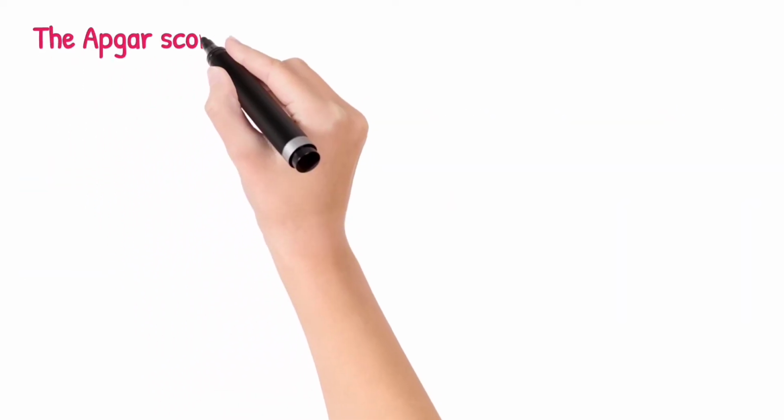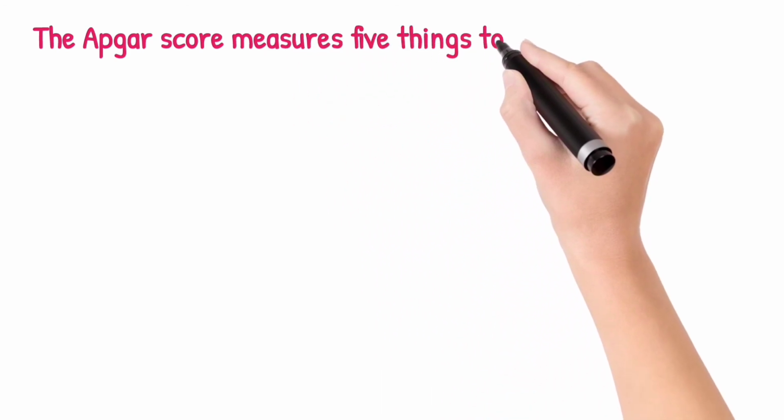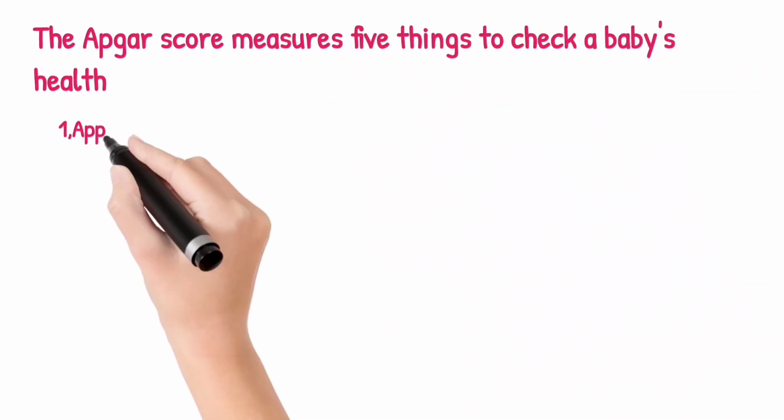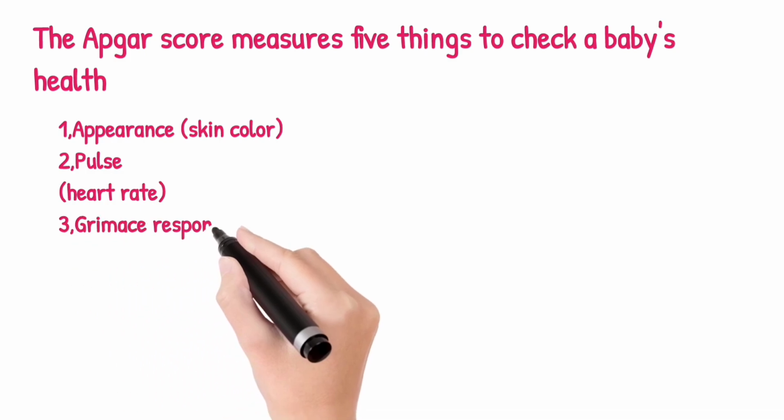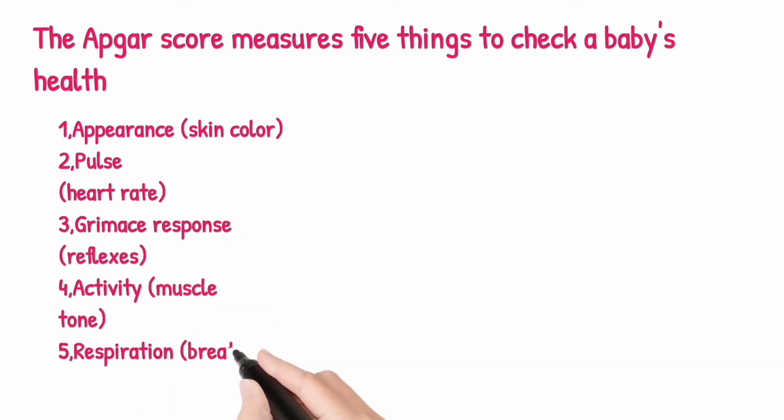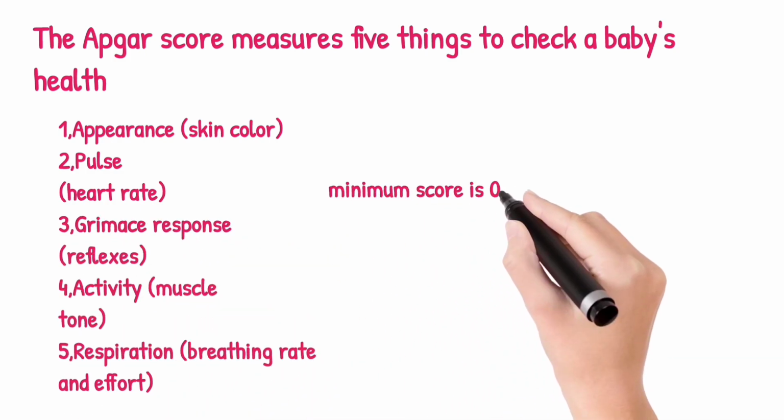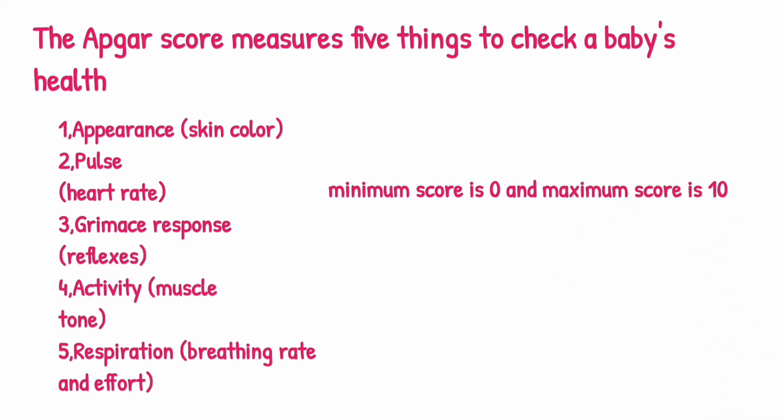The Apgar score measures 5 things to check a baby's health. 1. Appearance, skin color. 2. Pulse, heart rate. 3. Grimace response, reflexes. 4. Activity, muscle tone. 5. Respiration, breathing rate and effort. Minimum score is 0 and maximum score is 10.